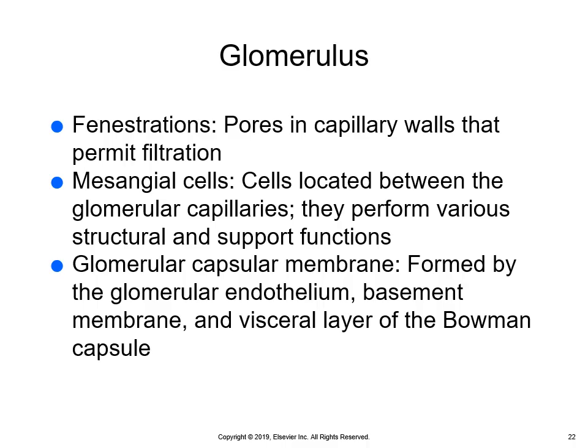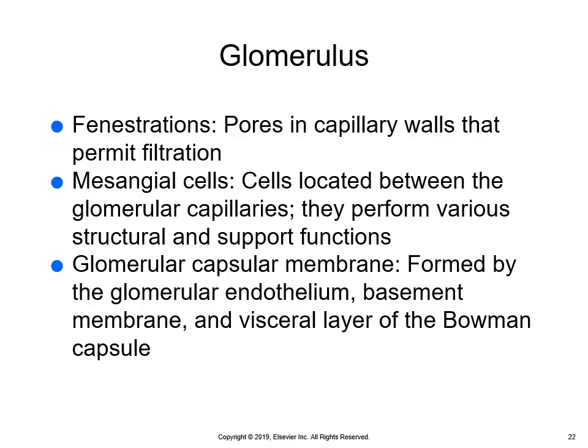It's made up of the endothelium, which is the lining of the capillary. It has a basement membrane, which acts like a fine mesh filter. And it also has a visceral layer of the Bowman's capsule, which captures the filtered fluid. So the glomerulus is basically where the filtration starts. Everything that gets filtered here eventually is what becomes urine.